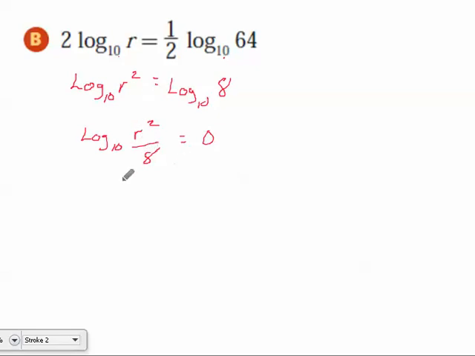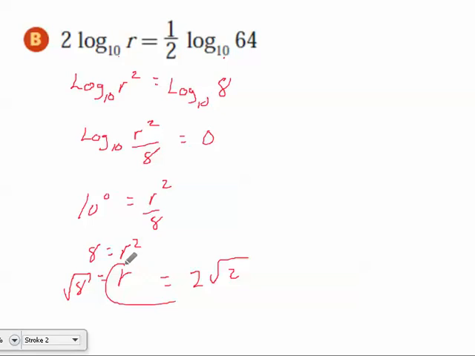Now if I convert this back to exponential form, I'm going to have 10 to the 0th power is equal to r squared over 8. That's 8 is equal to r squared. R is equal to the square root of 8, which is 2 square roots of 2. That would be my value for r that I would have picked on this one. Okay?